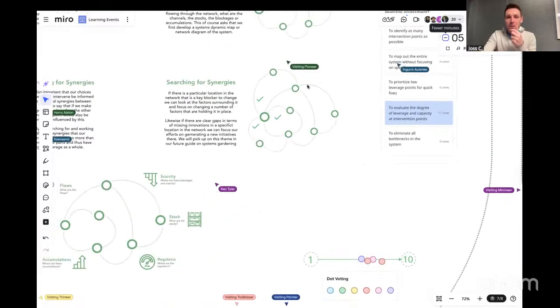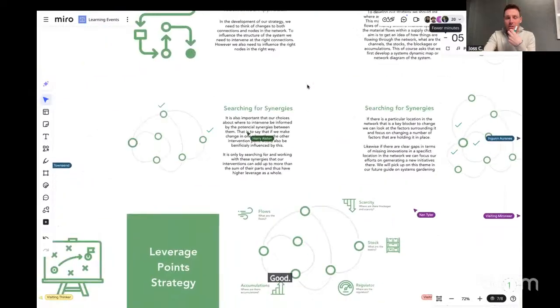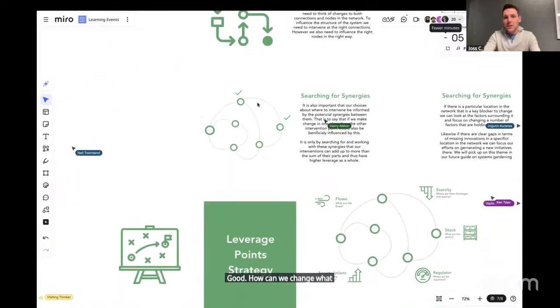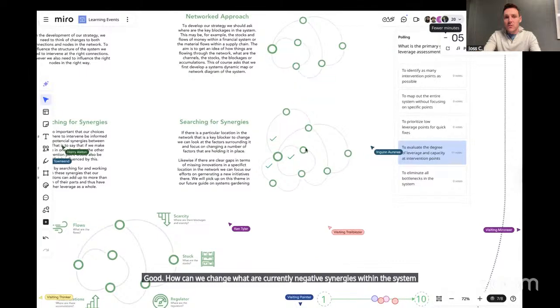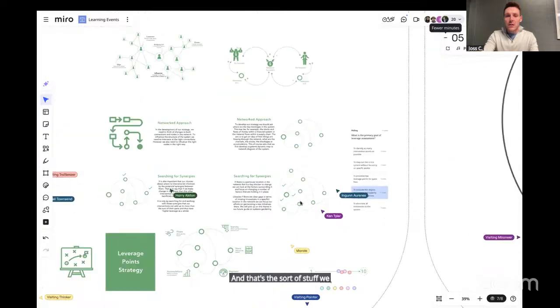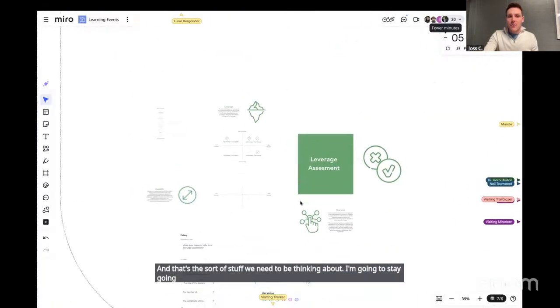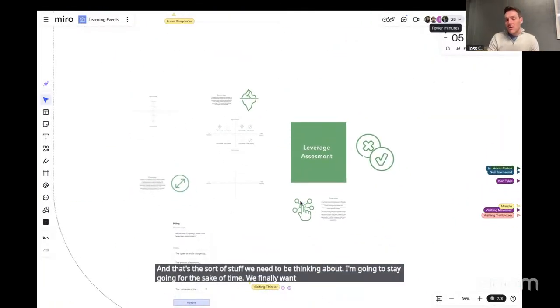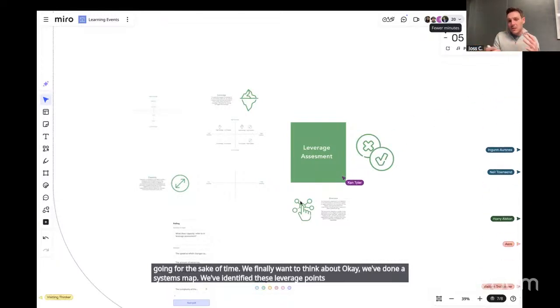Good. And how can we change what are currently negative synergies within the system to positive ones, right? These two things are working badly together. Can we flip that to a positive synergy? And that's the sort of stuff we need to be thinking about. I'm going to keep going for the sake of time. We finally want to think about, okay, we've done our systems map, we've identified those leverage points, we've thought about synergies and abstraction and all of this.